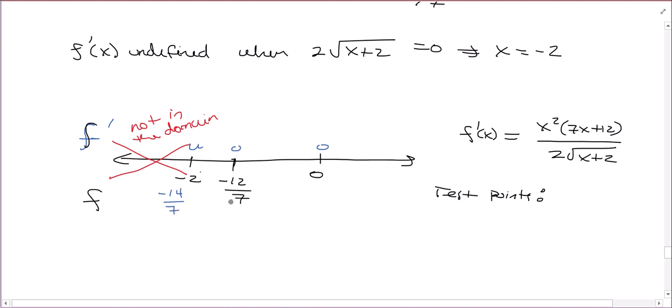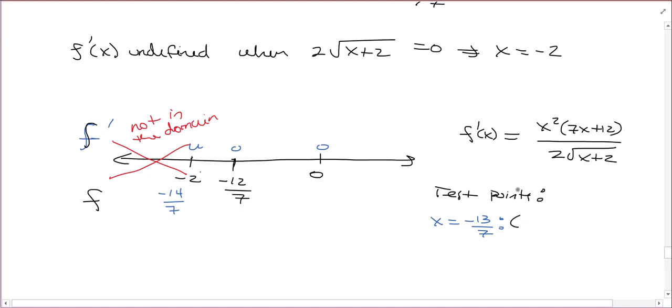That gives me -2. So you can pick your test point to be -13 sevenths. I know it's not very pretty to plug it in like that, but you can change it to a decimal and then plug it in and see. And again, we don't necessarily care about the value, but we do care about the sign. Is it positive or negative?